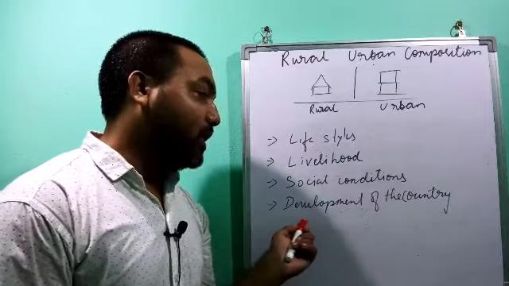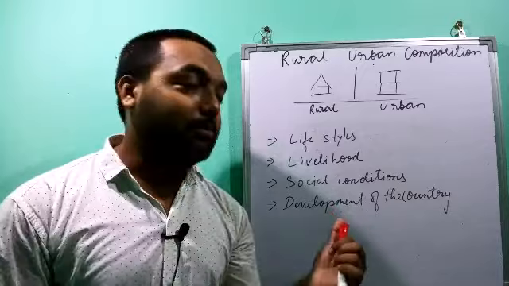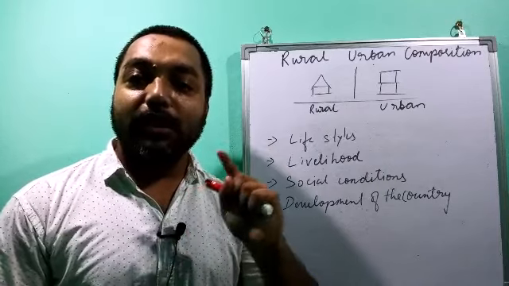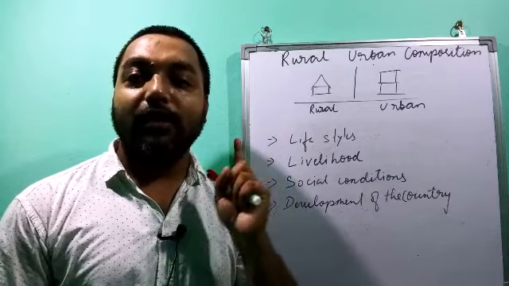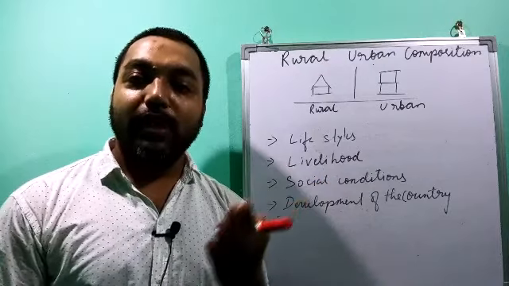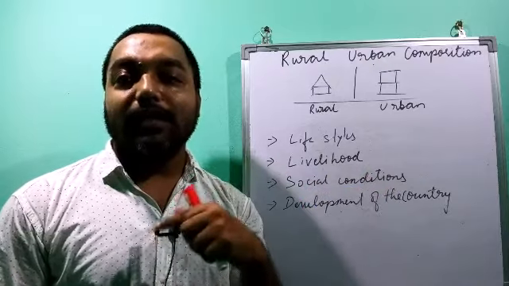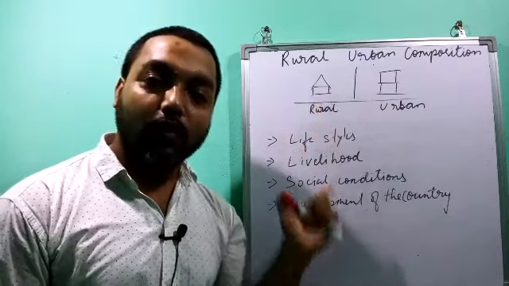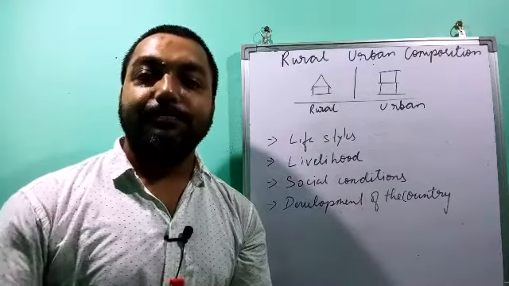Then, most importantly, how much a country is developed or underdeveloped can be found out from the total number of population living in the urban area. Either more population are living in the urban area or more population are living in rural area. From that only we can find out whether that country is developed, underdeveloped or developing, because if a country is well developed, then more population will be living in urban area. If it is underdeveloped or developing, then more population will be living in rural area. So because of all these things, we need to study rural urban composition.